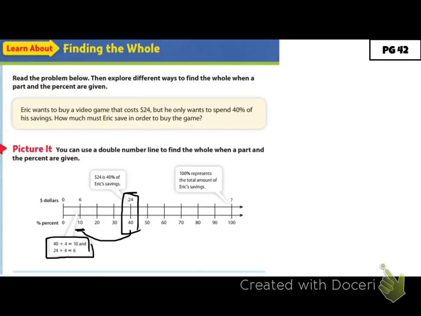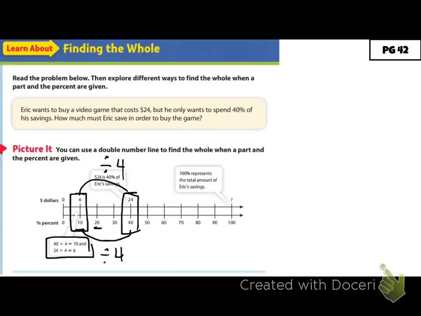So what do you have to do to the 24 if you divide it by 10 here? If you divide it by 10 on top, or I'm sorry, divided by 4, not 10. If you divide by 4 up here, you also divide by 4 here. What is 24 divided by 4? It's 6. And 40 divided by 4 is 10. So that is shown right here. So now you know that with each 10%, $6 more is going to be spent.